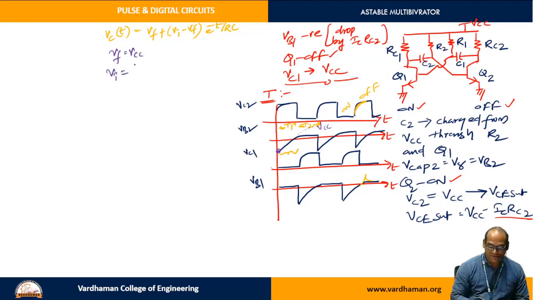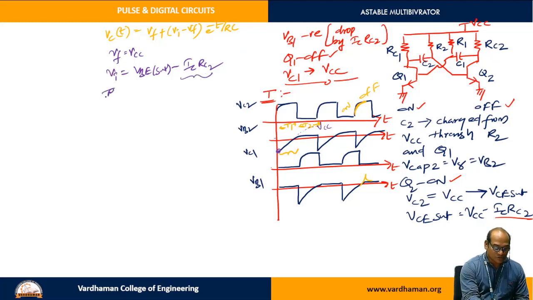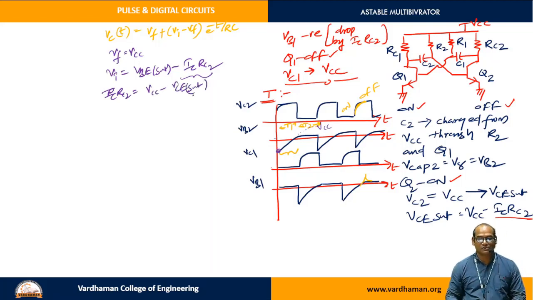What about V initial? If you see here, just before this, you have VB sat. From the VB sat there is a sudden drop, that is IC into RC2. This is what you need to observe. So this is a sudden change. But this IC into RC2 can be written from the output KVL equation like this: VCC is equal to VCE sat plus IC RC. This is the output KVL equation.